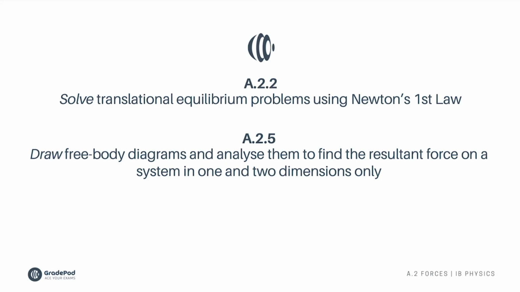Next, we're moving on to learning objective 2, which is solve translational equilibrium problems using Newton's first law, and learning objective 5, draw free body diagrams and analyse them to find the resultant force on a system in 1 and 2 dimensions only. Gosh, well that sounds complicated, doesn't it? It's not really, don't worry. Let's move on.